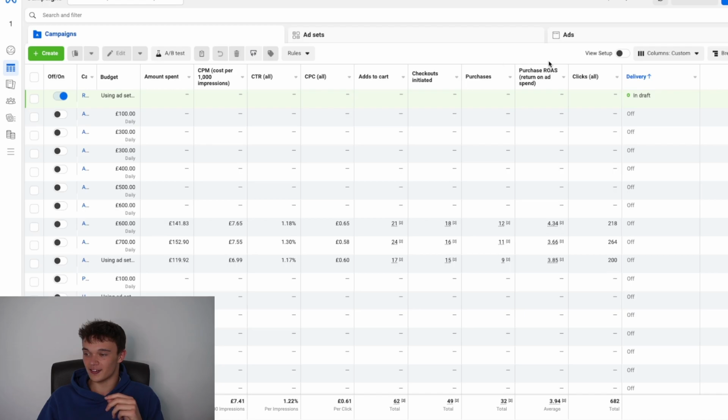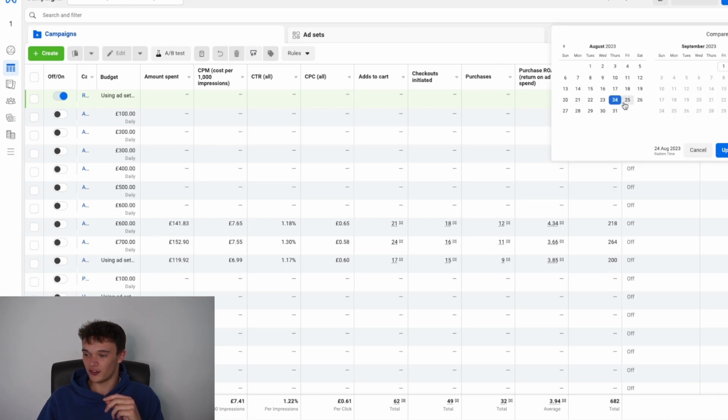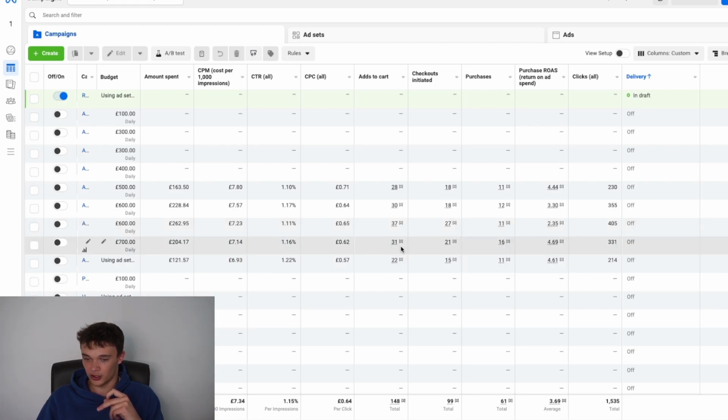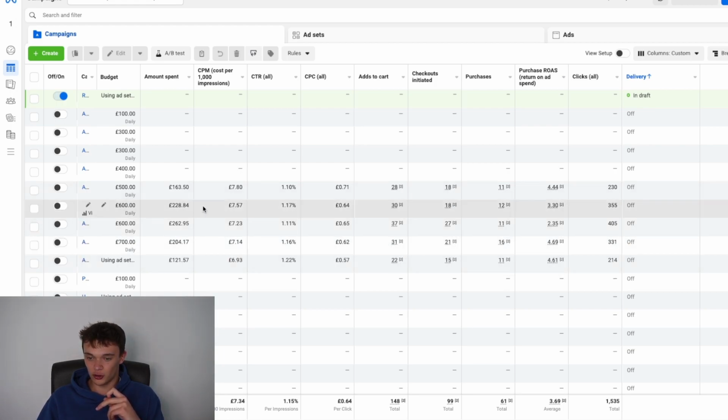Let's have a look at the ads here. So on the 25th of August, we spent £981. So as you can see, these are on even higher budgets. I didn't scale this one. I did scale this one. It looks like I should have scaled this one. And we also added 2 new CBOs.